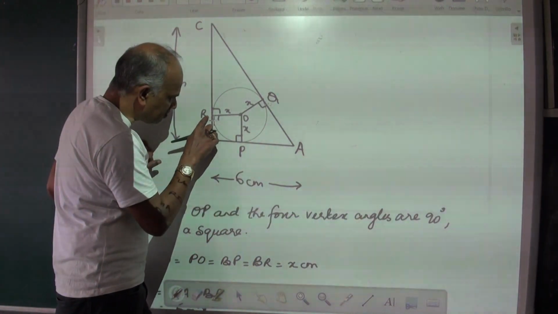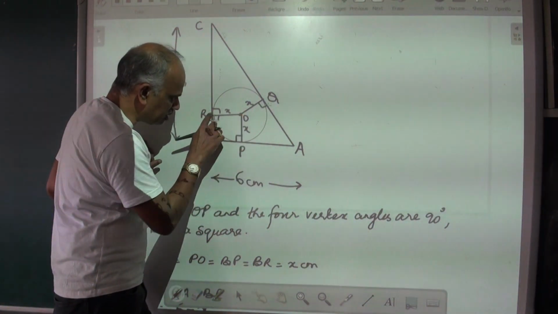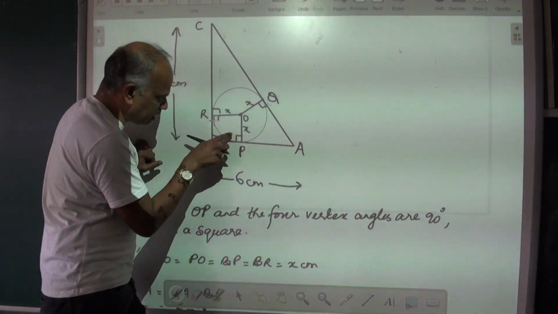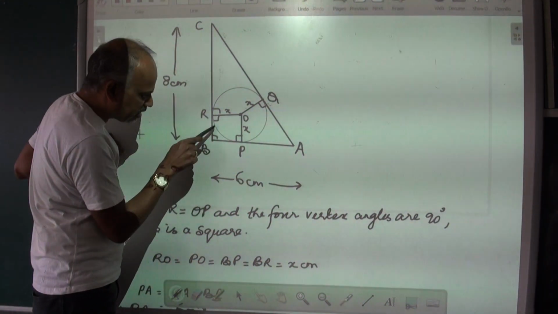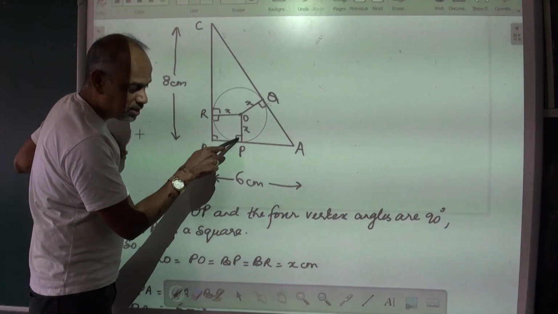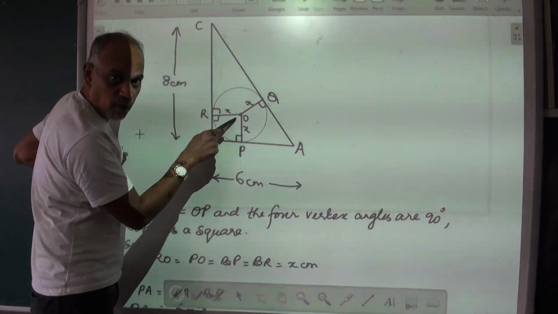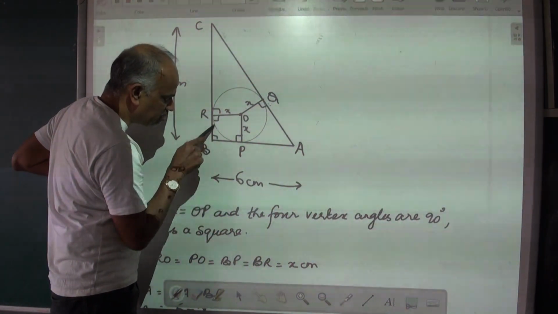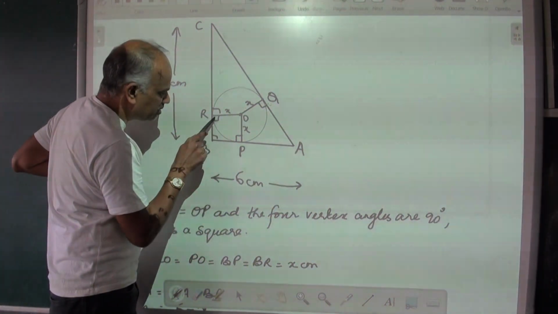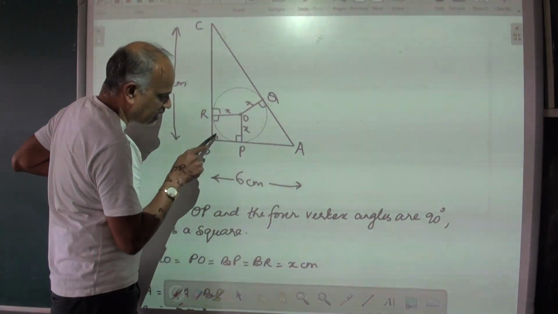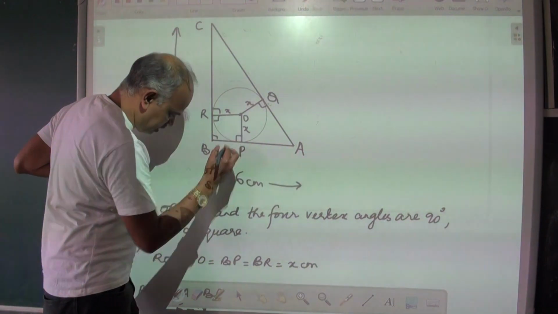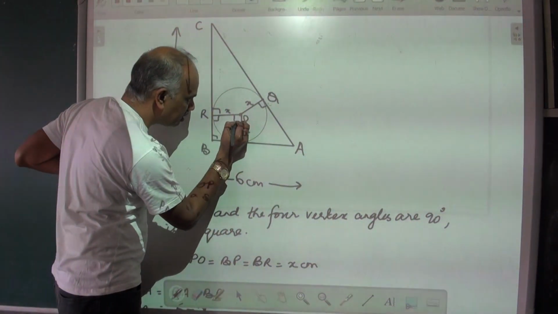Now if you look at this figure, ROPB, you will see three vertex angles that are 90, which means the fourth vertex angle also must be 90, because this plus this plus this plus this should give you 360 degrees. These three angles, 90, 90, 90, give you 270. So the fourth angle should be 90. So this is also 90.